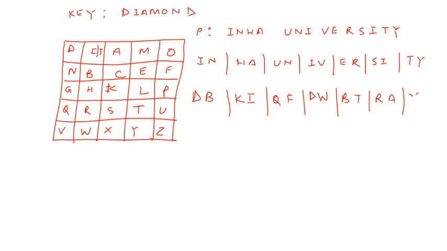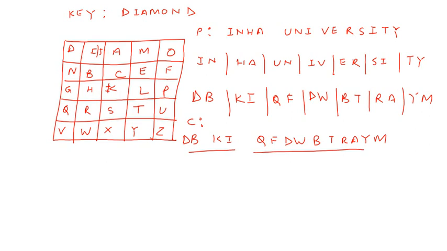So this cipher text is like this: D B K I Q F D W B T R A Y M. This is for INHA and this is for University. This is how we are going to encrypt using the Playfair cipher. So we will now check decryption also, how we are going to decrypt it. Let's check it with a small word. For INHA the encryption is DBKI, and let's check the decryption also.